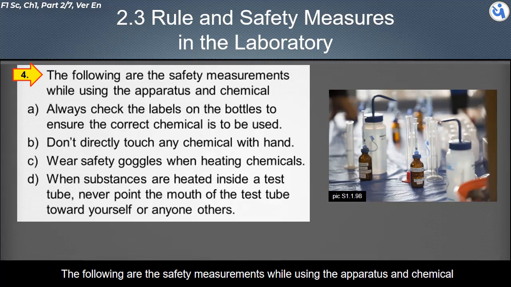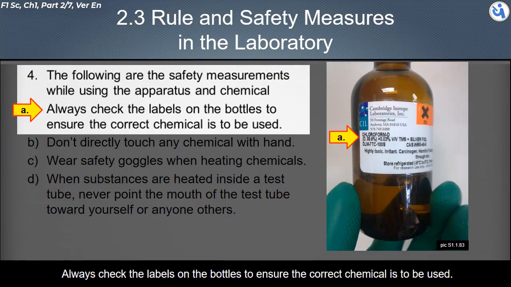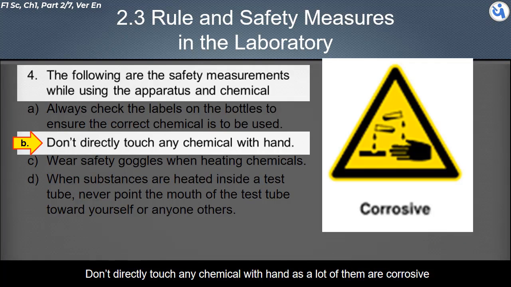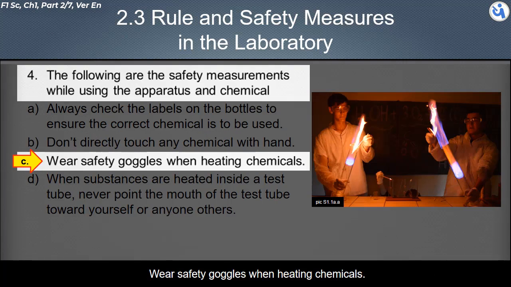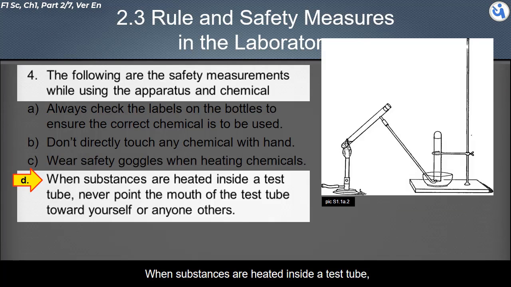The following are the safety measures while using the apparatus and chemicals. Always check the labels on the bottles to ensure the correct chemical is used. Don't directly touch any chemical with your hand, as a lot of them are corrosive. Wear safety goggles when heating chemicals. When substances are heated inside a test tube, never point the mouth of the test tube toward yourself or anyone else.